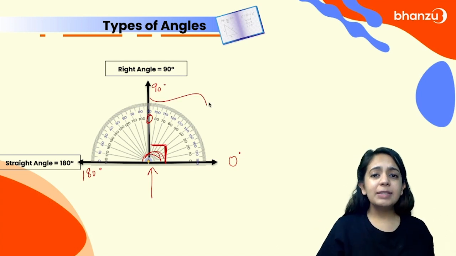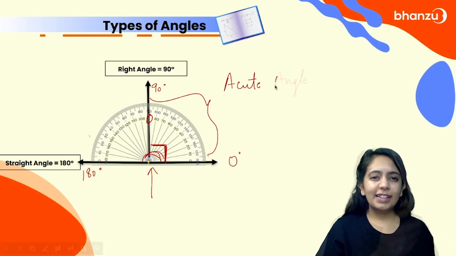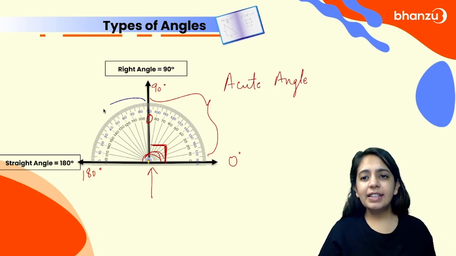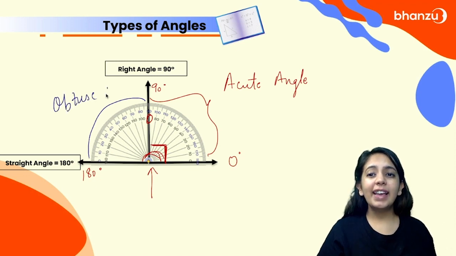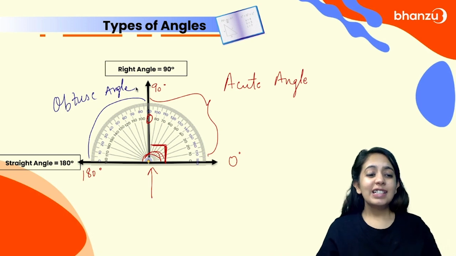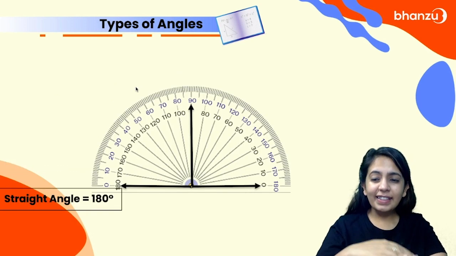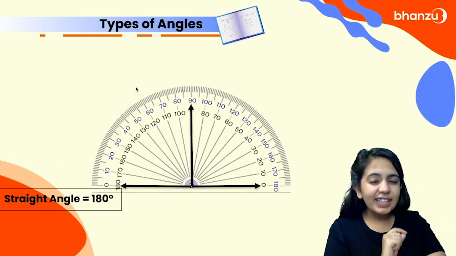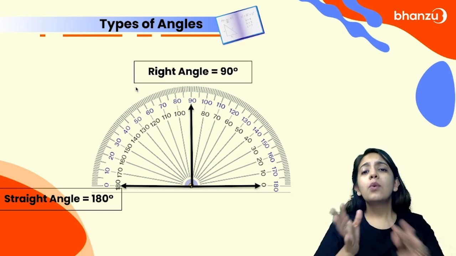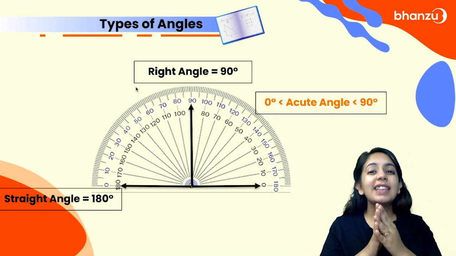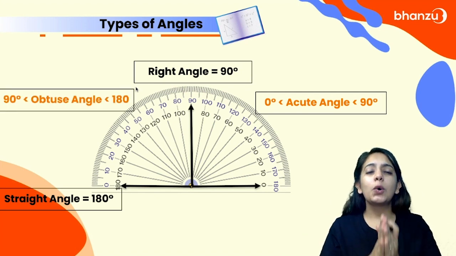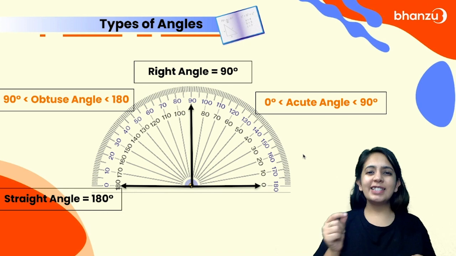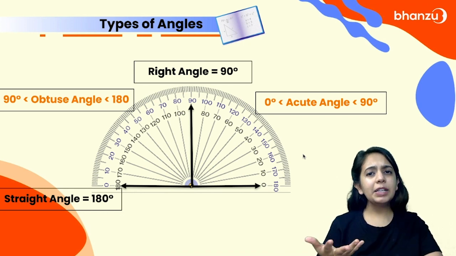Now, whatever lies between 0 to 90 degree is called acute angle. And whatever angle lies between 90 to 180 degrees have a special name called obtuse angle. So this, my dear, is 0 degree, then straight angle is 180 degrees, 90 degree is a right angle, whatever is between 0 to 90 is the acute angle, and whatever is between 90 to 180 degrees is called the obtuse angle. So now let's look at their real life application, starting with the right angle.